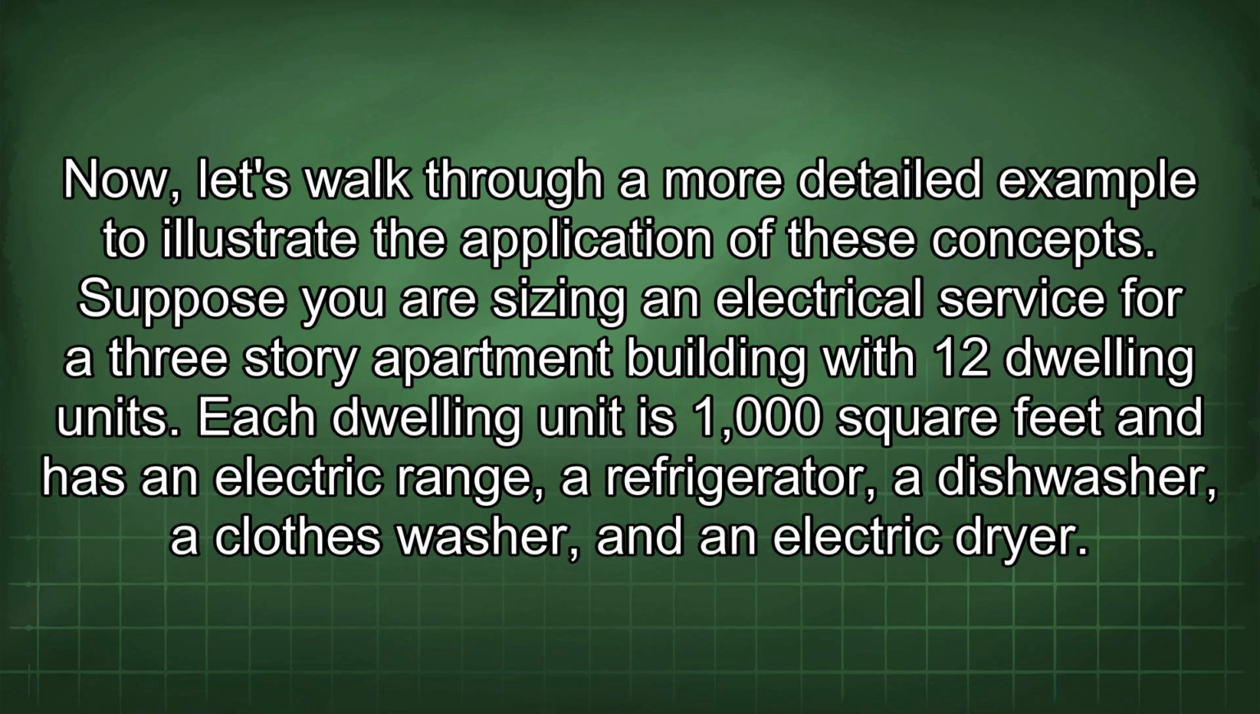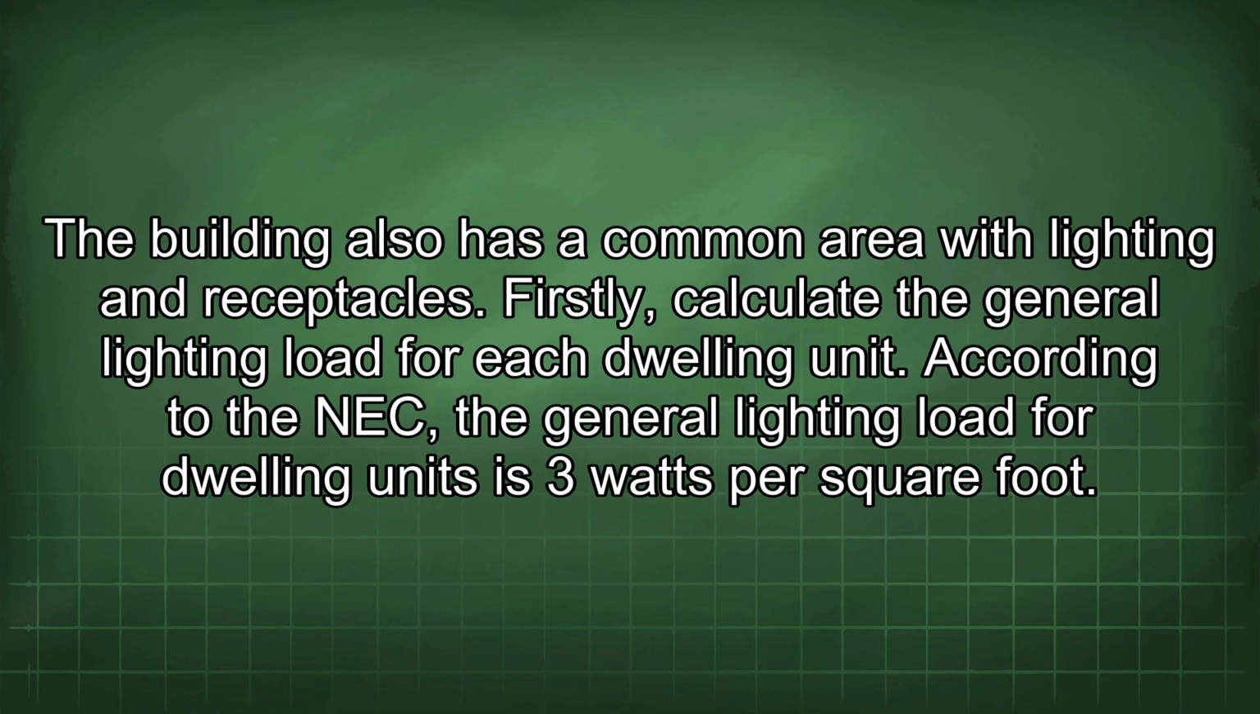Now, let's walk through a more detailed example to illustrate the application of these concepts. Suppose you are sizing an electrical service for a 3-story apartment building with 12 dwelling units. Each dwelling unit is 1,000 square feet and has an electric range, a refrigerator, a dishwasher, a clothes washer, and an electric dryer. The building also has a common area with lighting and receptacles.